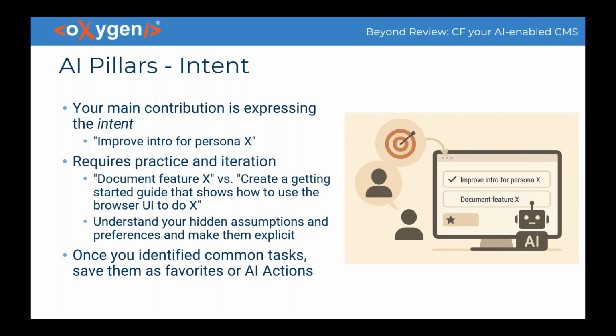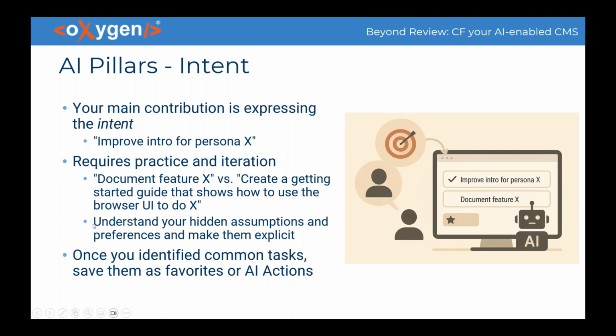For example, you can start with a simple prompt like "document feature X," and the AI will certainly document that feature based on the context that you make available, but it might not be what you had in mind. So maybe you had in mind to create a getting started guide that shows how to use the feature from the browser user interface, not from the command line, and so on. So while AI is very good at following orders, it still cannot read your mind.